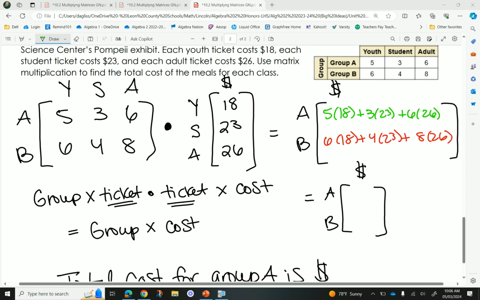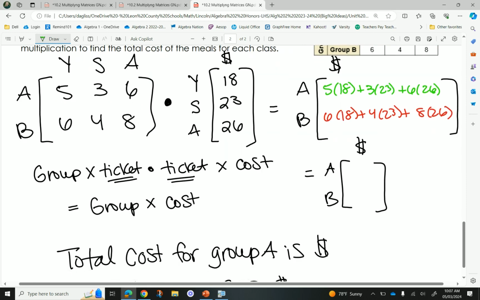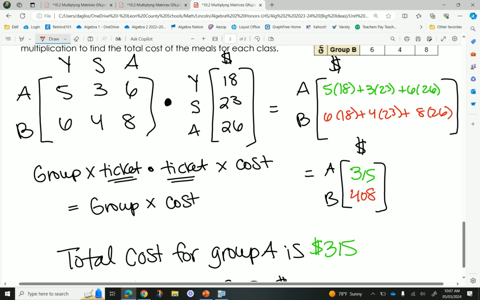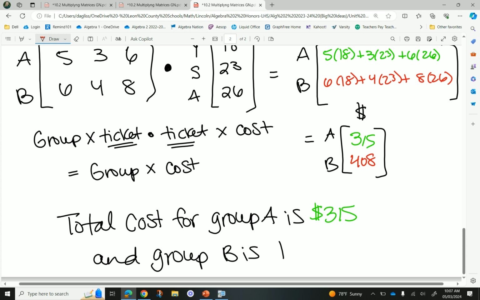Do we have a total cost for group A? What you got, Thomas? $315. Yep. So the total cost for group A is $315. And I heard someone say it, what is the total cost for group B? $408. Good.